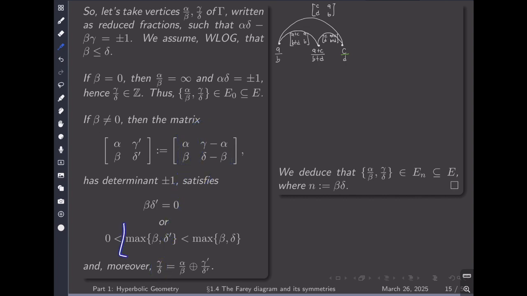Otherwise, this happens, and then I just apply Fermat's non-infinite, how do you call it in English? Not infinite decreasing. I forgot the name in English. Or if you want, modified induction, to deduce that alpha divided by beta and gamma delta are connected by an edge. So and actually they are connected by an edge.